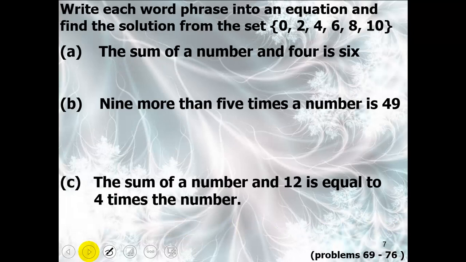Write each word phrase into an equation and find the solution from the set. I know we've solved linear equations before, but they want us to plug and chug from the set that they give us. The sum of a number and 4 is 6. Whenever you see "is," that translates to equals. So we have x plus 4 equals 6. What number do we have to add to 4 to get 6? Well, that's 2. So our solution is 2.